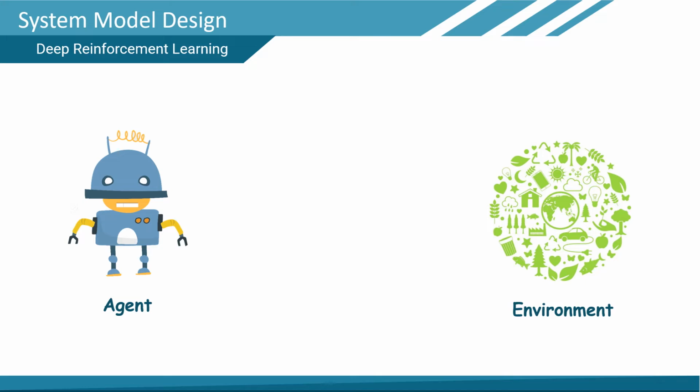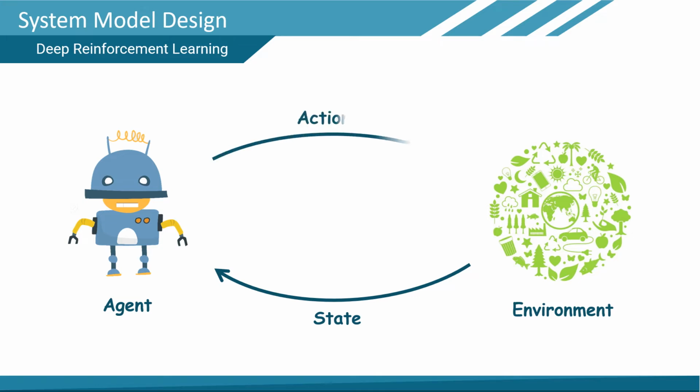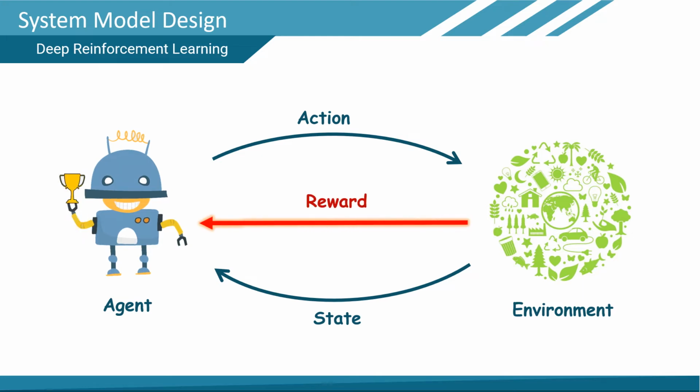In DRL, an agent is used to interact with the environment and take action for each current state. The learning process of reinforcement learning involves using a reward system in which the agent learns the appropriate action to take in a specific state based on the received reward.